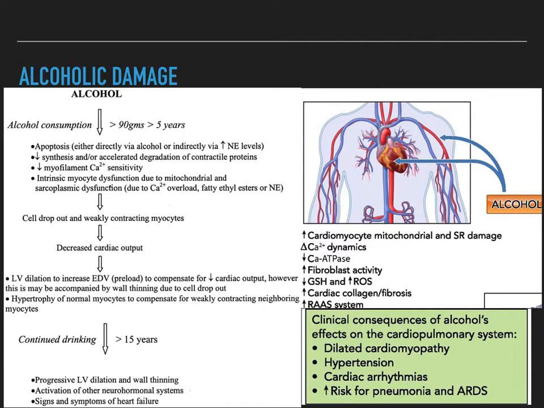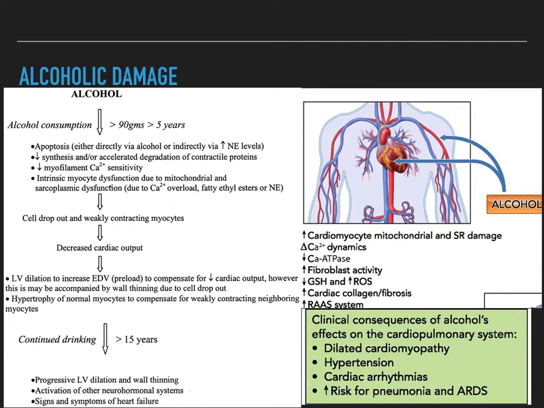We could start with the image on the left. With alcohol consumption over 5 years, you can see that some of the cells start to die out, or program themselves to die out, because there's more ROS within them, so they self-program themselves to die. There's more stress, and it decreases the synthesis of the contractile proteins. Like I said, it inhibits protein synthesis, and this inhibition could affect those proteins needed for the contraction of the heart. It also decreases the myofilament response to calcium.